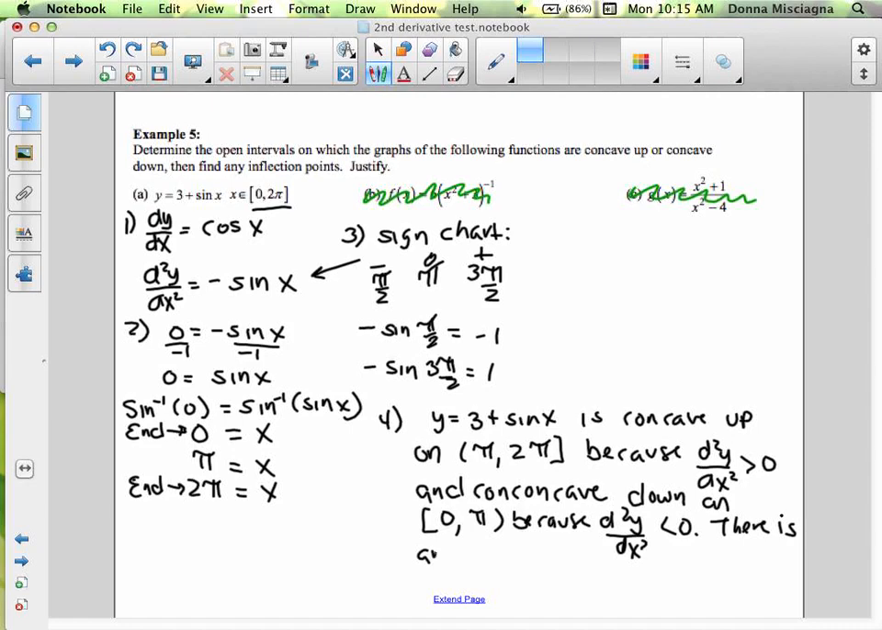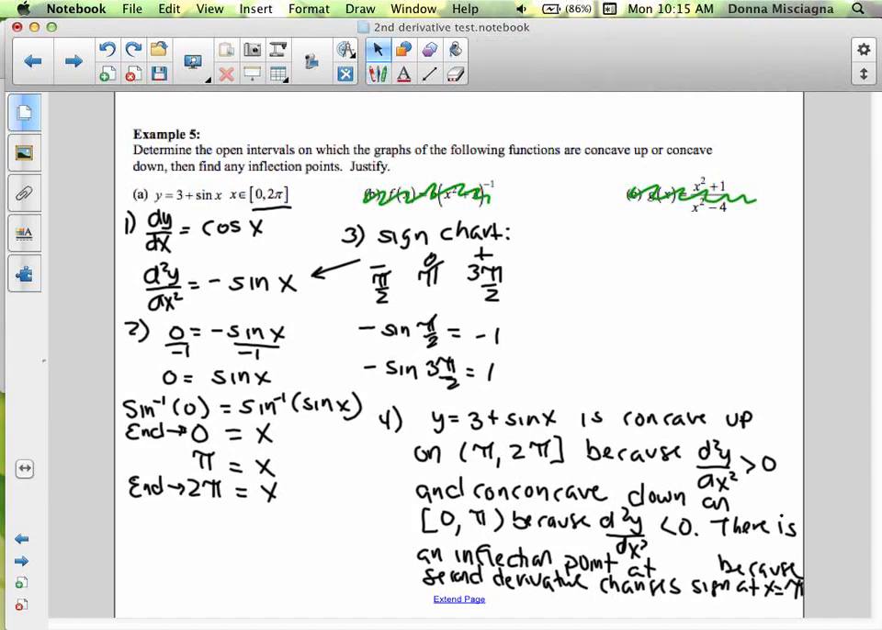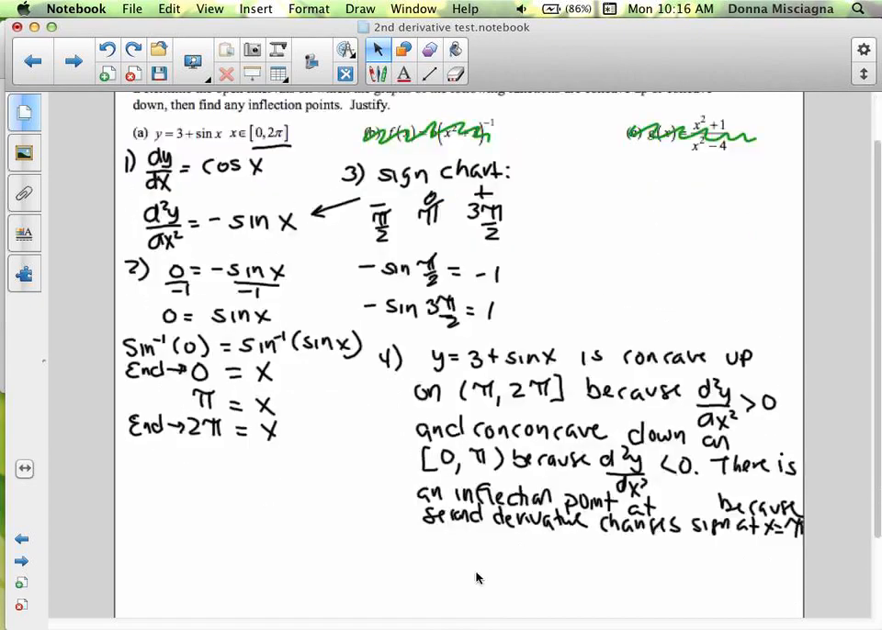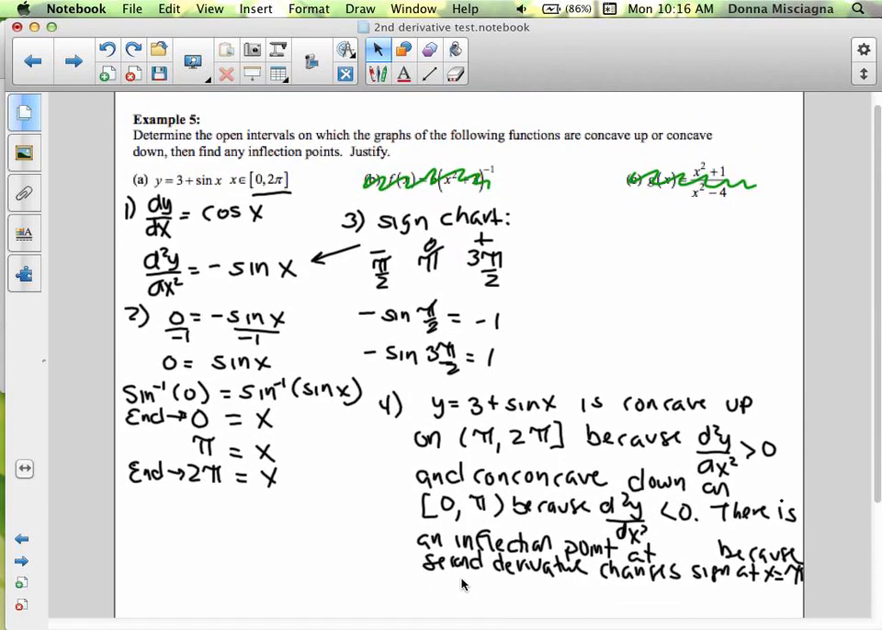is an inflection point. Let's find the y value. I'll just leave a blank here. I'll put the whole point in. At x equals pi, because the second derivative changes sign at x equals pi. I'm tired of writing, I'm running out of space. Oh man, just put that in. Let me scroll the screen down just a little bit. Or up, I should say.